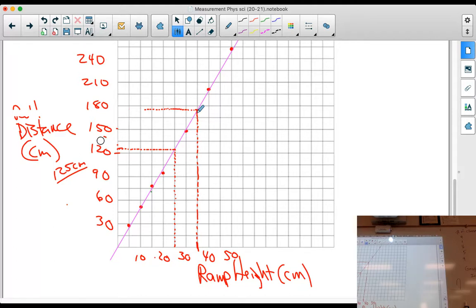Then by all means, use that information. I'm going to look at my line here and I'm going to say, oh, that's a perfect one right there. That is exactly on a grid intersection.